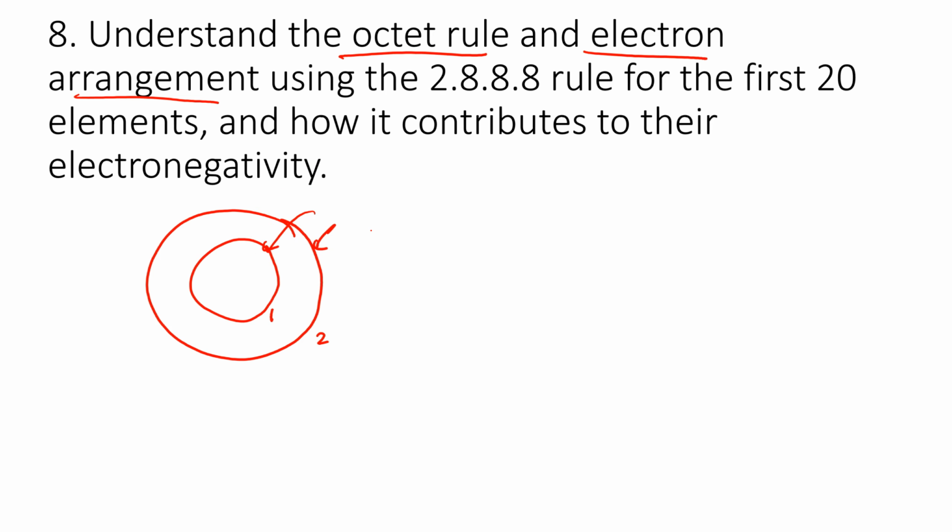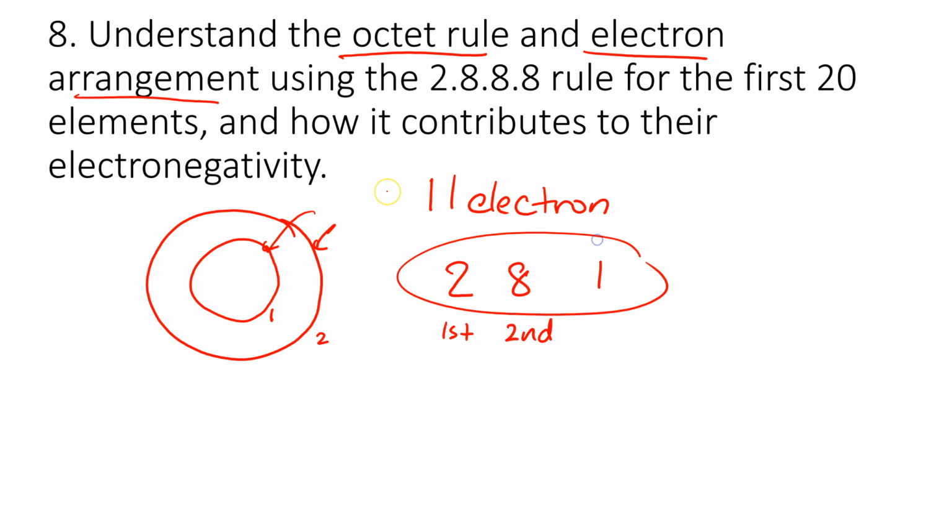So let's say I have 11 electrons. I can only put 2 electrons in the first shell, and then 8 electrons in the second shell. That leaves only 1 more electron, because the total number of electrons is 11. So the third shell can only have 1 more electron. This way of arranging the electrons in each respective shell is going to contribute to the electronegativity.